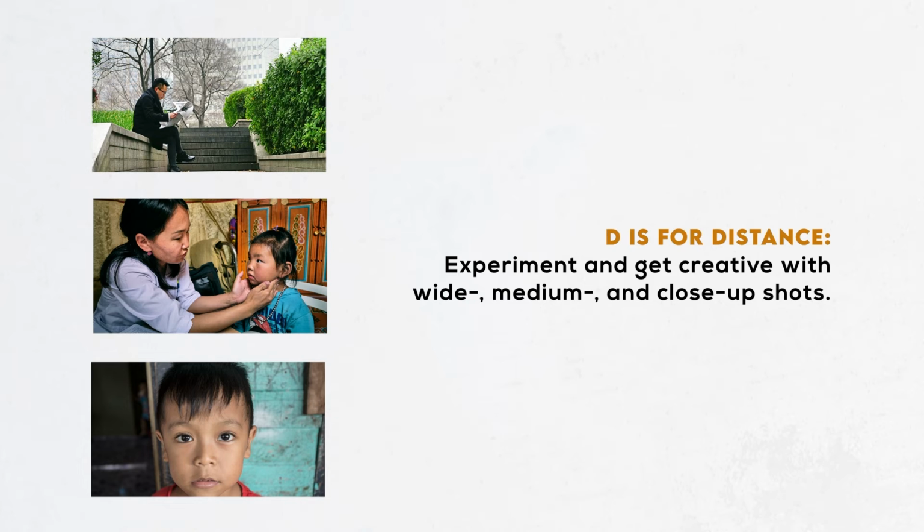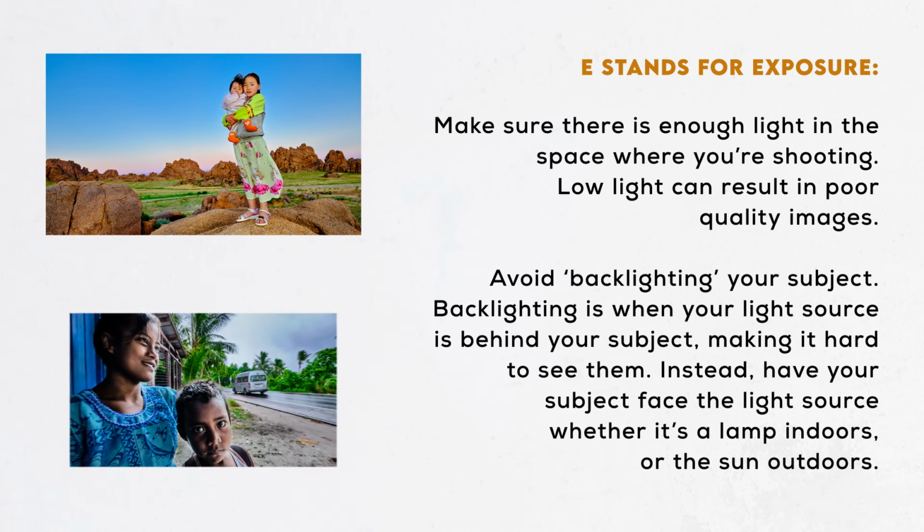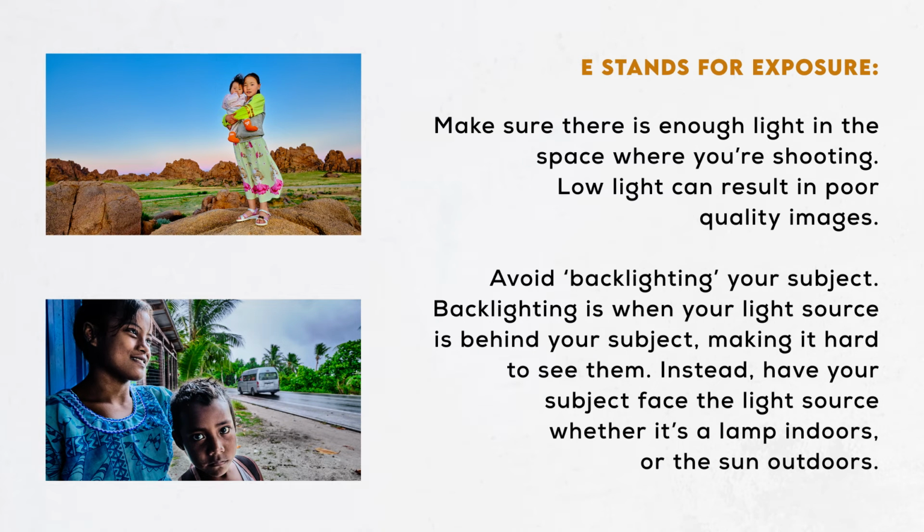D is for distance. Experiment and get creative with wide, medium, and close-up shots. Finally, E stands for exposure. Make sure there is enough light in the space when you are shooting. Low light can result in poor quality images. Avoid backlighting your subject. Backlighting is when your light source is behind your subject, making it harder to see them. Instead, have your subject face the light source, whether it's a lamp indoors or the sun outdoors.